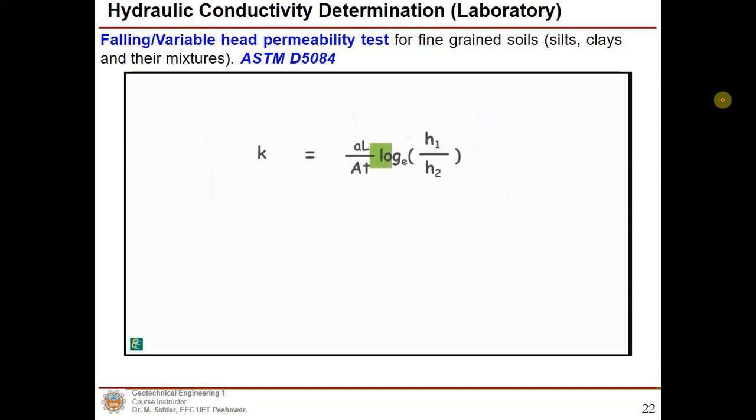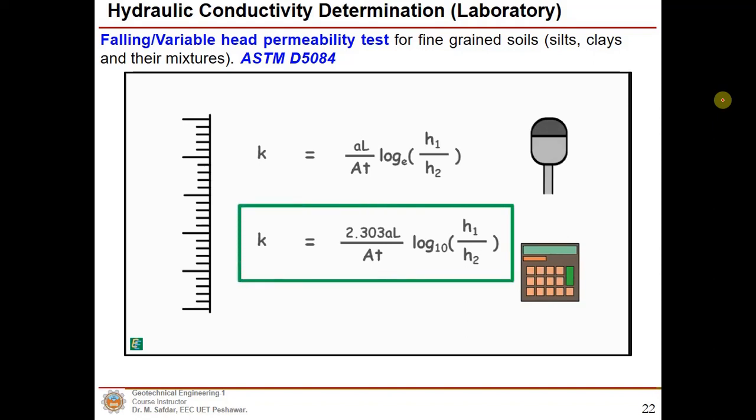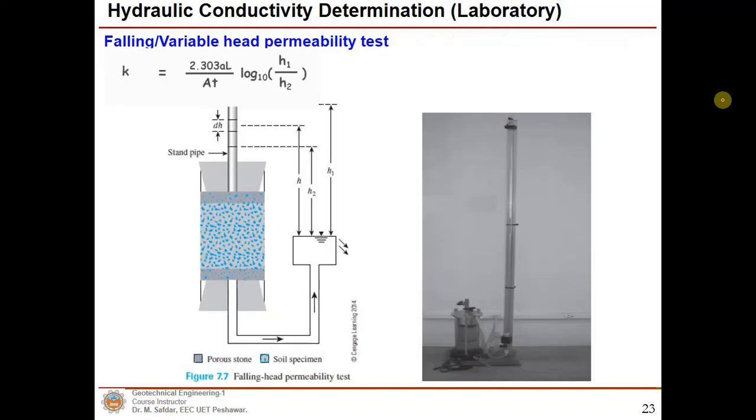Here log has its base e, that can also be written as this for base 10. In this equation, we have measured and recorded all the required values to calculate and know the permeability of the soil sample. Now we derive this equation where hydraulic conductivity is equal to 2.303 small a into L divided by capital A T log to the base 10 H1 divided by H2.